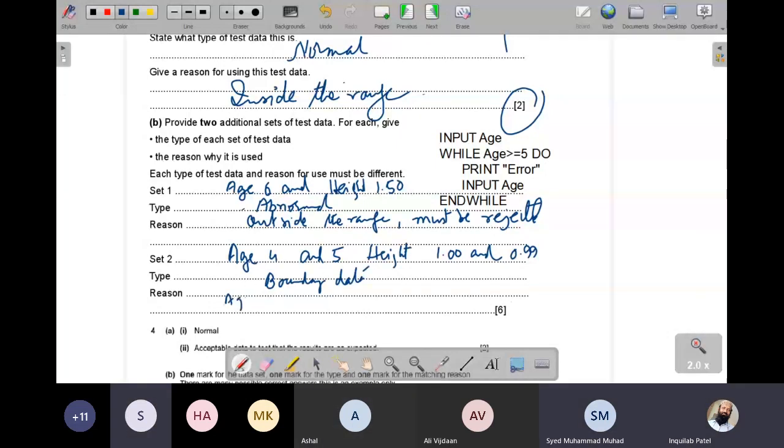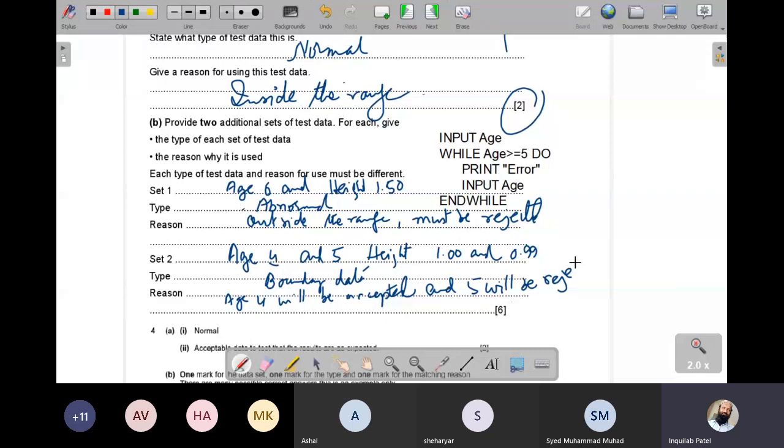Age. The reason will be 1 will be accepted and 1 will not be accepted. Age 4 will be accepted and 5 will be rejected. Height 1.00 will be rejected and 0.99 will be accepted, right? Age 4 will be accepted. Here we have assumed that the data is in integer, age is integer and height is in real, right? And 5 will be rejected. Now, is there any confusion regarding boundary data?